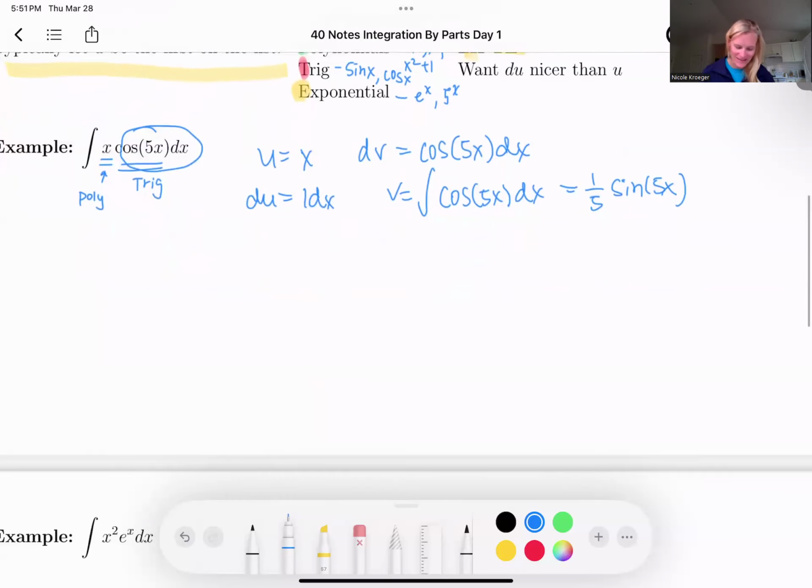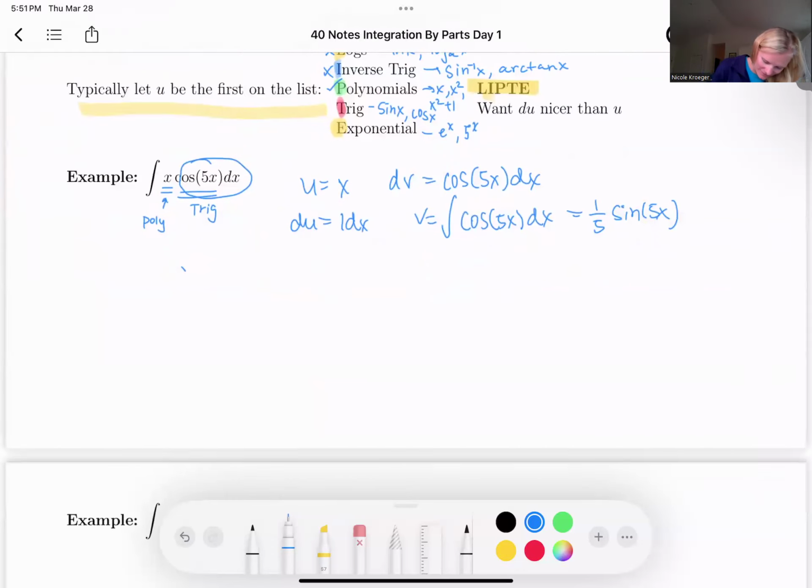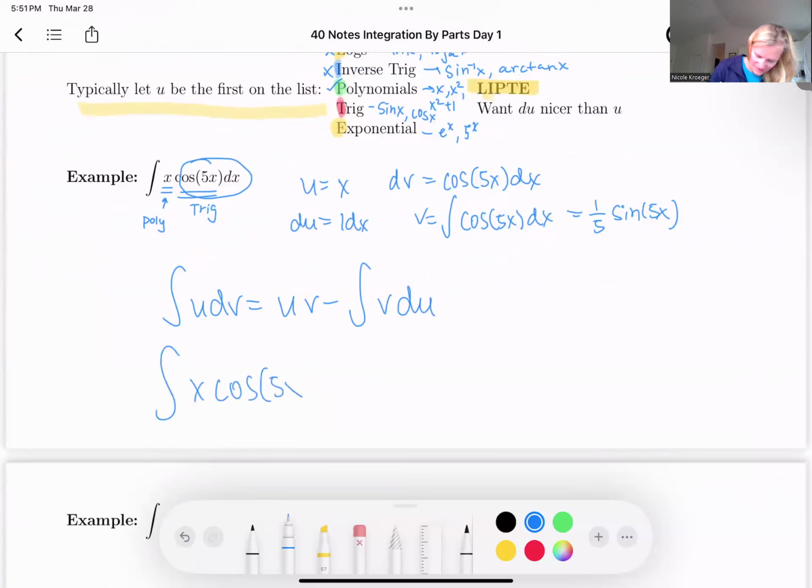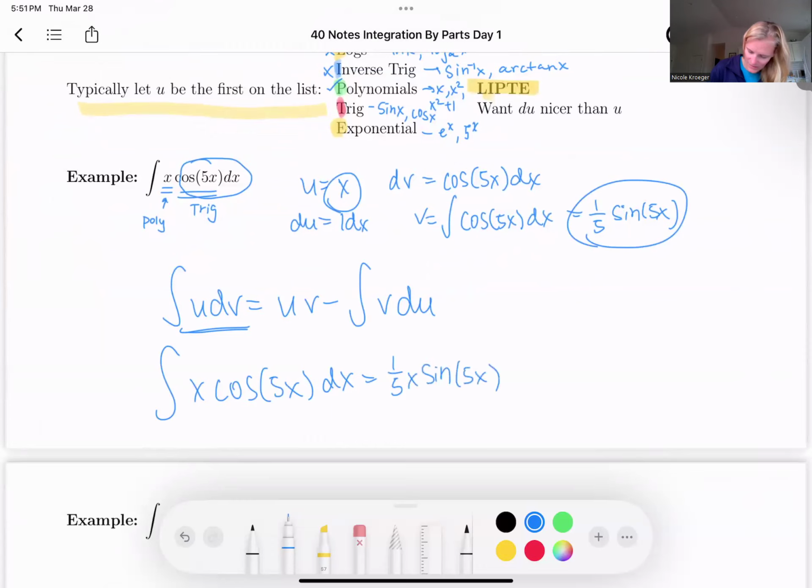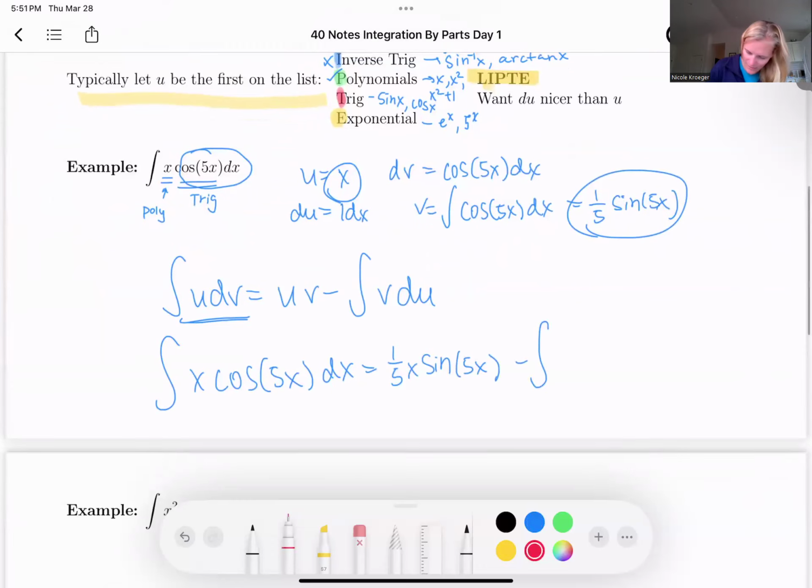Okay, and now we have to put everything together. So I'm going to remind us our formula is the integral of u dv is uv minus the integral of v du. So the integral that we started out with, this should always be the integral we started out with, is going to be u times v. So I'm going to write that as 1/5 x sine of 5x minus the integral of v du. So that's going to give me 1/5 sine of 5x dx.